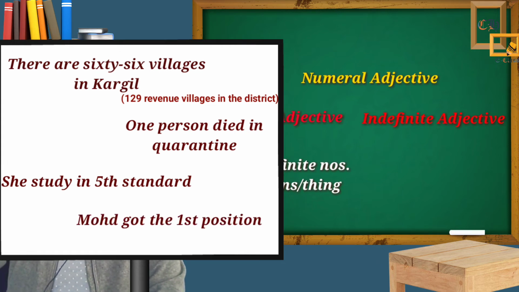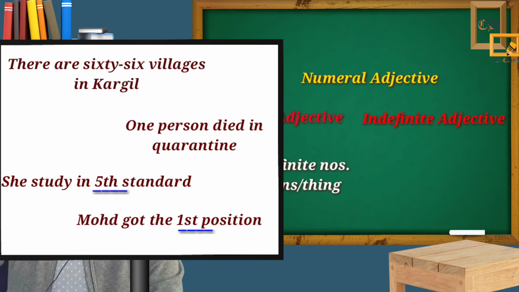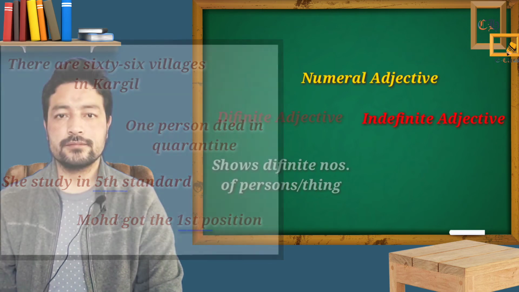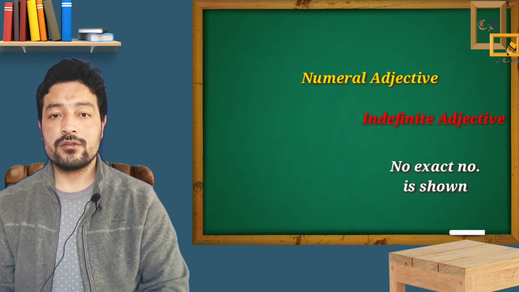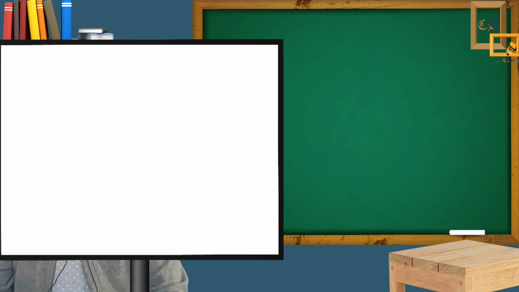So in these sentences we can see, for example, the word 66 shows the exact number of villages. And in the second sentence, 1 is showing the exact number of people who died in quarantine. And in the same way, the words 5th and 1st are showing the exact orders. The indefinite adjectives of number tell us the numbers without saying them exactly. Let's try to see through these examples.